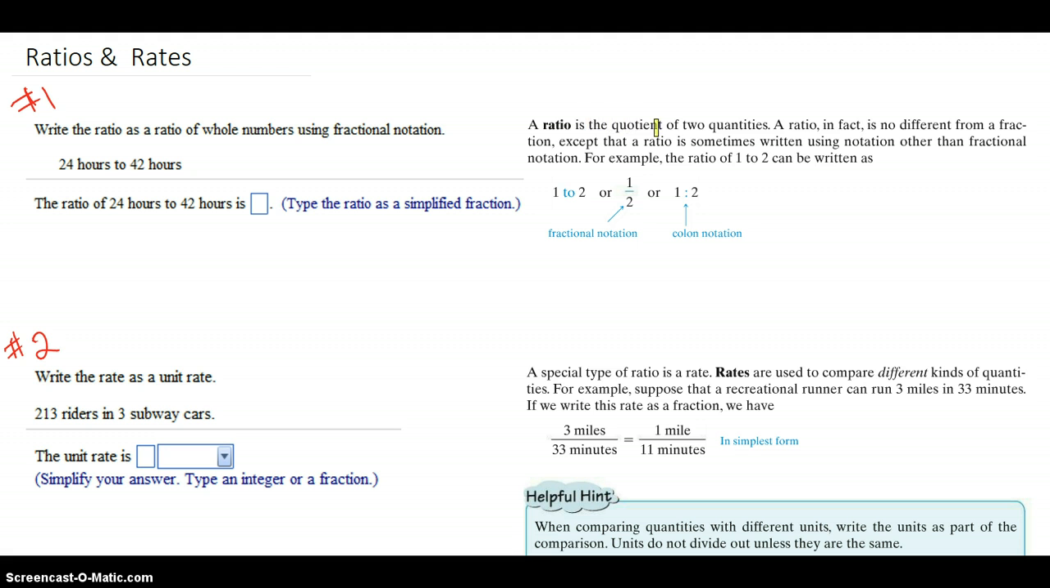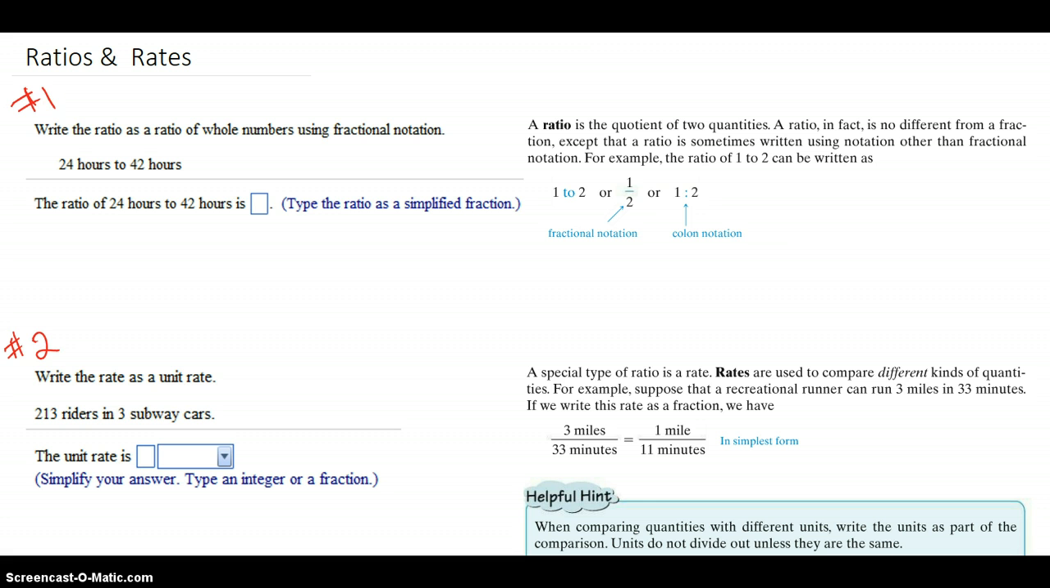A ratio is the quotient of two quantities. A ratio, in fact, is no different from a fraction, except a ratio is sometimes written using notation other than fractional notation. For example, the ratio of 1 to 2 can be written as 1 to 2, or 1 over 2, which is fractional notation, or 1 colon 2, colon notation. Notice how in 1 to 2, the 1 is in the numerator, the 2 is in the denominator.